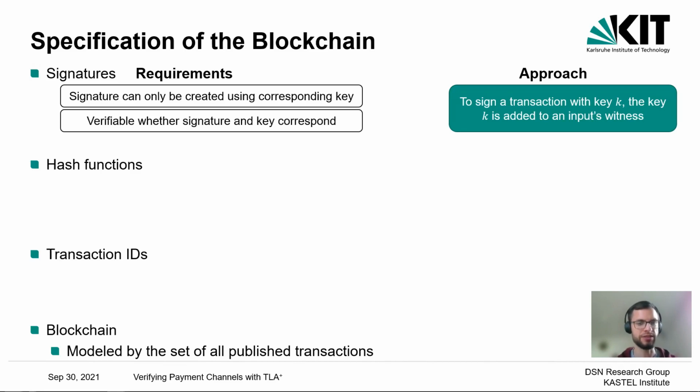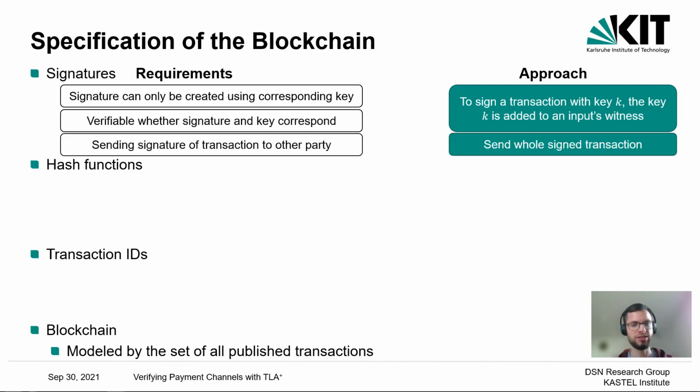And with signatures, we have another requirement that we want to be able to send the signature of a transaction to the other party in the protocol. And because this requires a binding of the signature to a transaction, and because we only add the key as a signature, this key is not bound to the transaction, we specify this by always sending a whole transaction that has already been signed. So we cannot send only the signature, but we send the whole transaction.